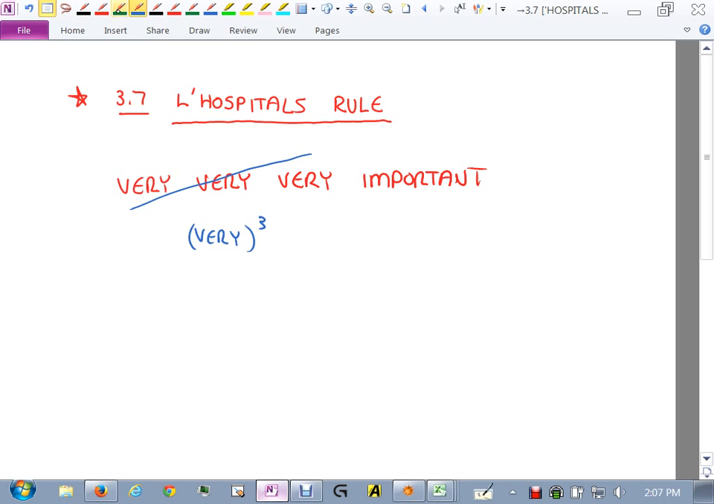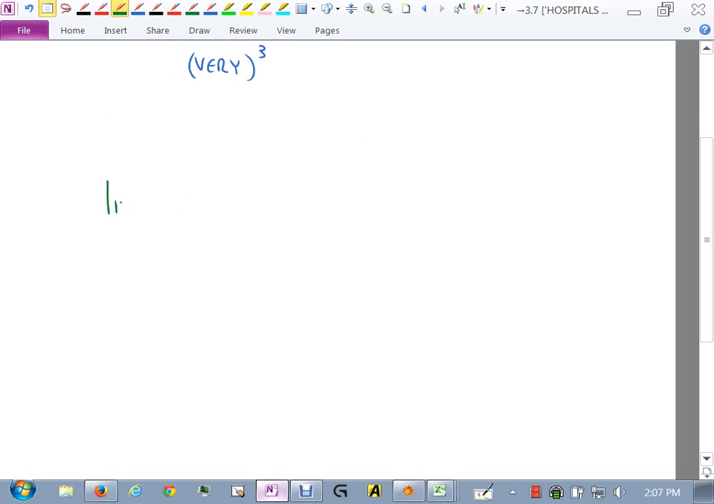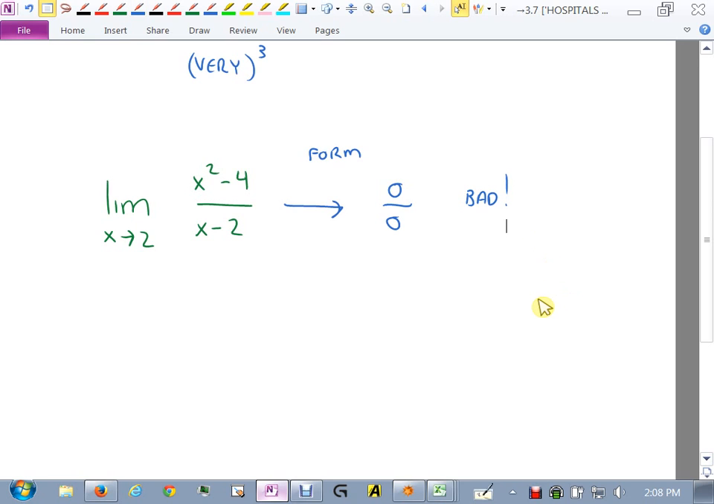So we had something like the limit as x goes to 2 of x squared minus 4 over x minus 2. We know that if you try to plug 2 in, the form we got was 0 on top and 0 on bottom. And we always said that was bad, and that we wanted to do some algebra to figure out what's going on.